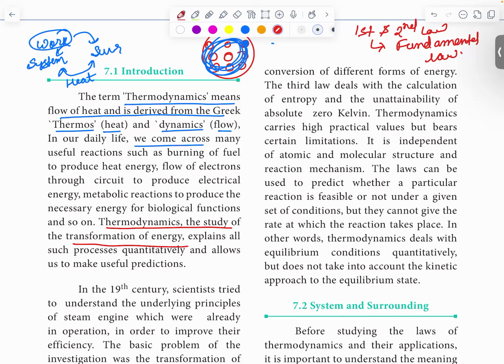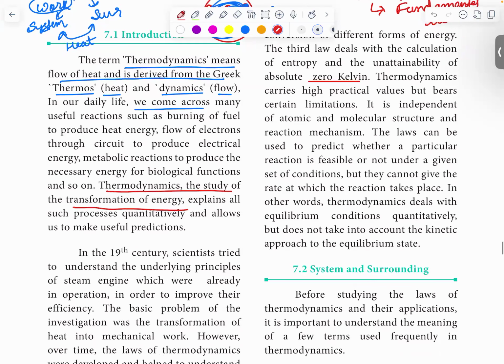There is one more law which deals with the calculation of the entropy at 0 Kelvin, which we call the absolute entropy, because the entropy of the system at absolute 0 Kelvin, if the system is perfectly crystalline, will be zero. So the third law is dealing with the entropy. We'll learn further in the chapter what entropy is. So basically, this chapter is very interesting, and we are going to enjoy this chapter.